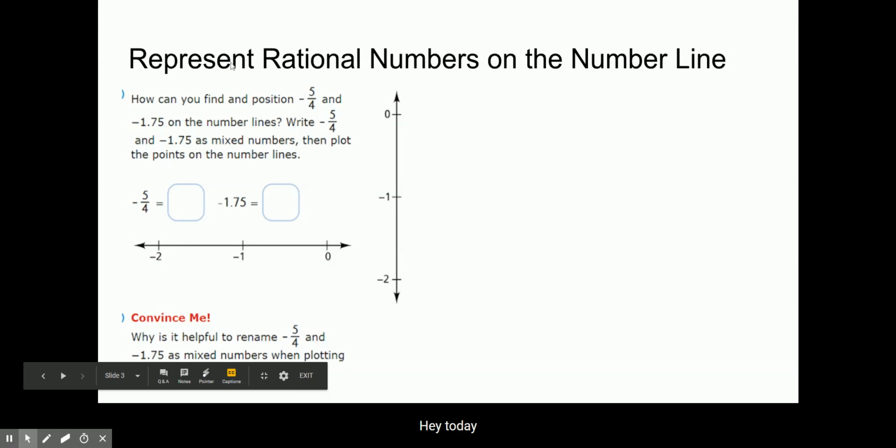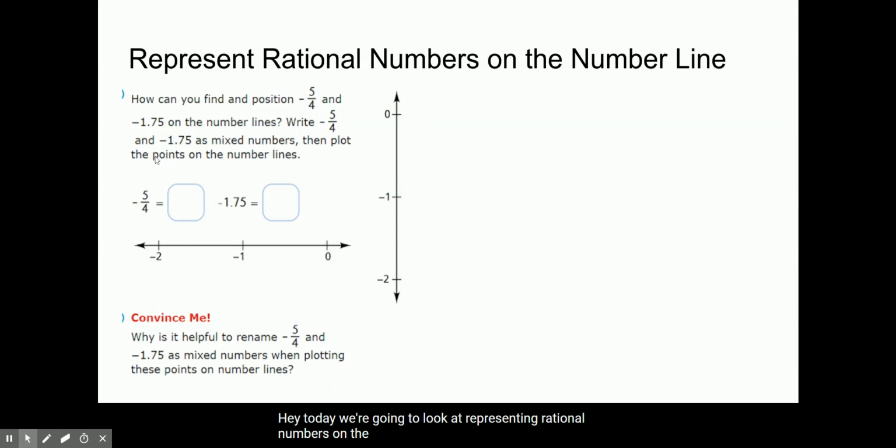Hey, today we're going to look at representing rational numbers on the number line. So, how can you find and position -5/4 and -1 and 75 hundredths on number lines? You have these two number lines here. It says write -5/4 and -1 75 hundredths as mixed numbers, then plot the points on the number lines.